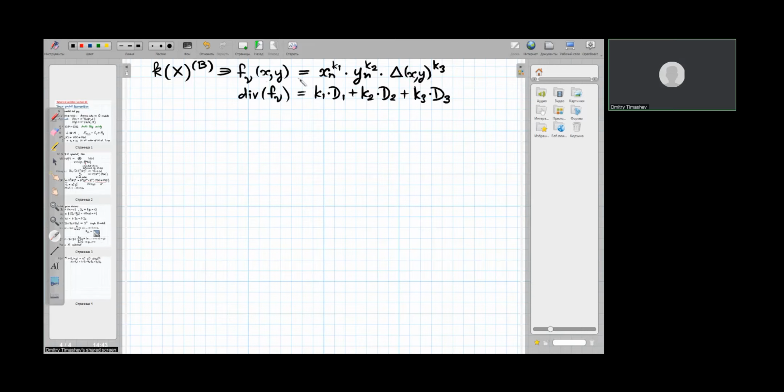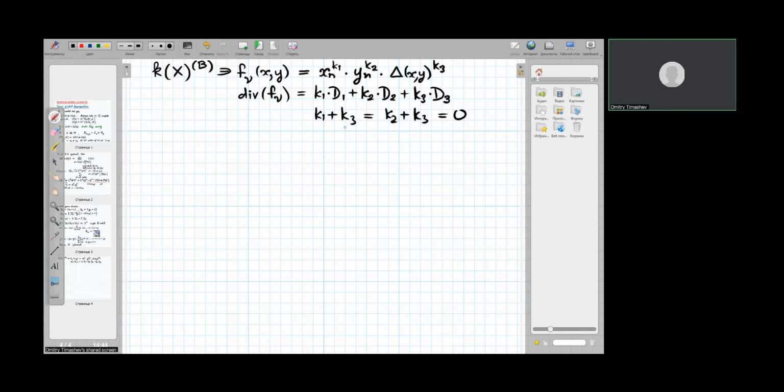So in order to keep this expression unchanged, when you multiply all coordinates of x with one multiple, and multiply all coordinates of y with another multiple, the following restrictions should hold. So we should have that k1 plus k3 and also k2 plus k3 should be equal to 0. So the homogeneity degree in x and y should be 0. And these are these two equations.